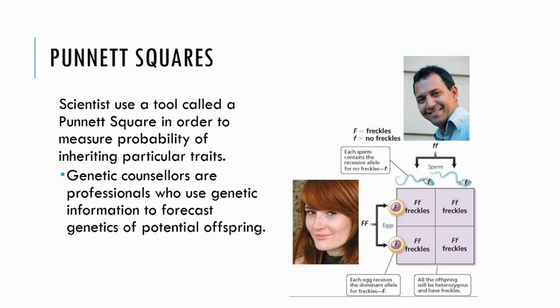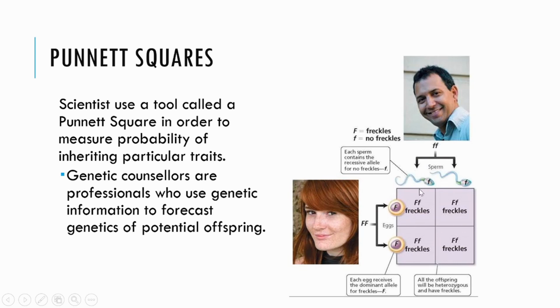So what can we do with this information? How do we determine whether or not some offspring is going to have some certain trait? We can use what we call a Punnett square. A Punnett square is a tool that helps us measure the probability of inheriting particular traits. Basically, we're taking the genotypes of mom and dad, breaking them apart to their potential gametes, and then looking at the different gamete possible combinations here.